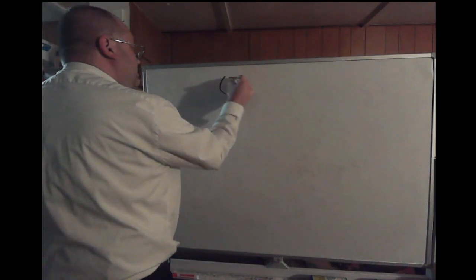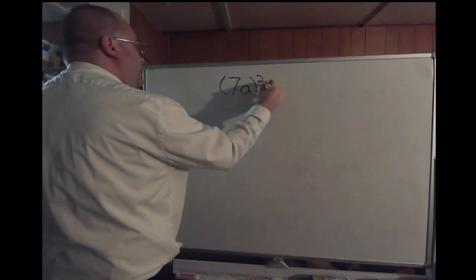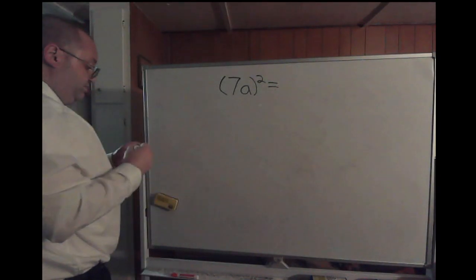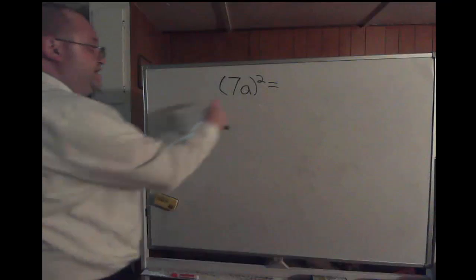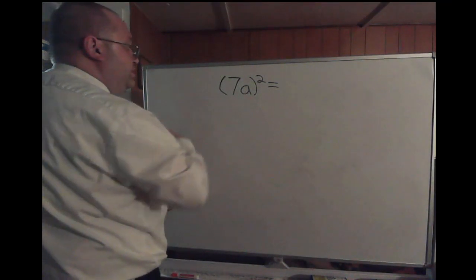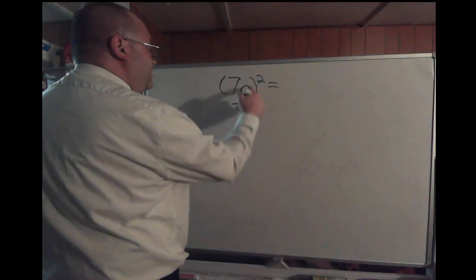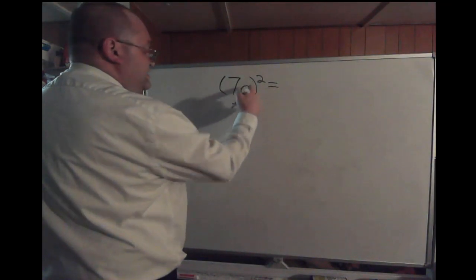Alright. Now let's move into the second type of problem here. Let's say we have 7a, that quantity, to the second power. Well, if we recall, you take each term inside the parentheses, the constant and the variable, you would raise the 7 to the second power, you would raise the a to the first power.